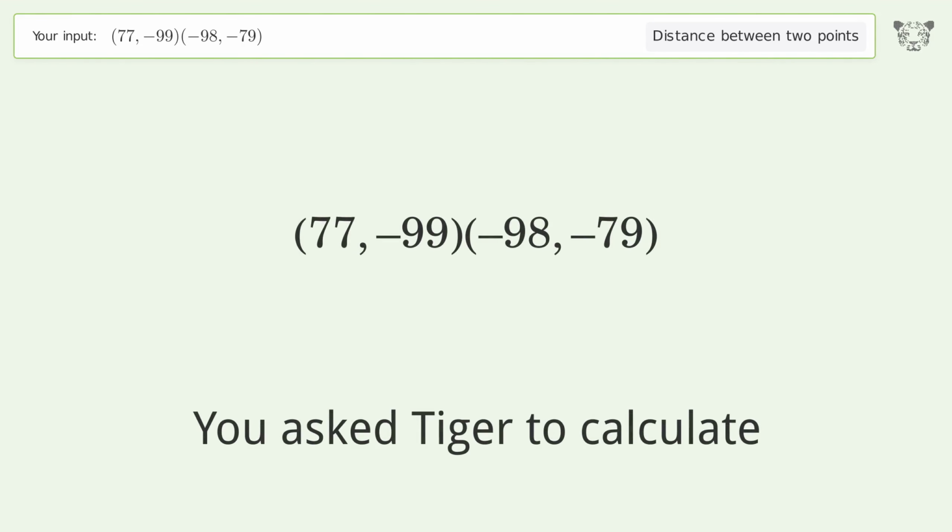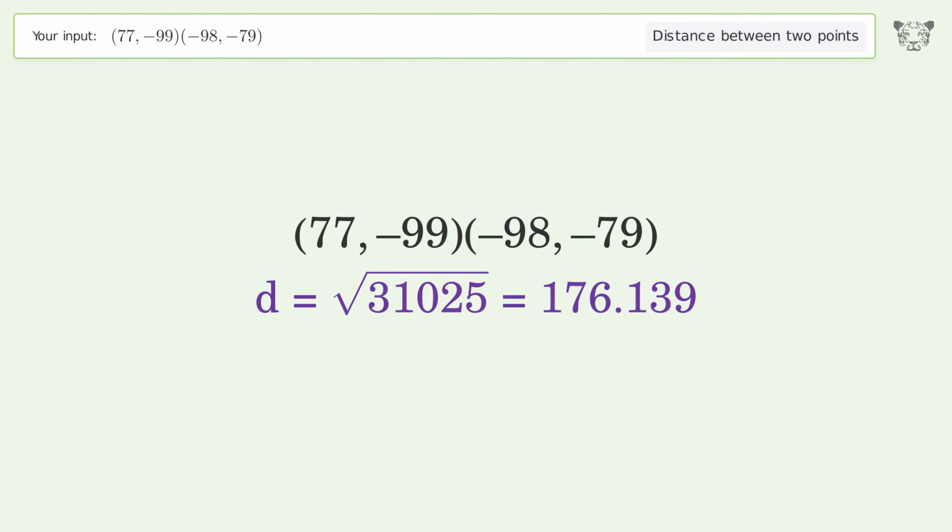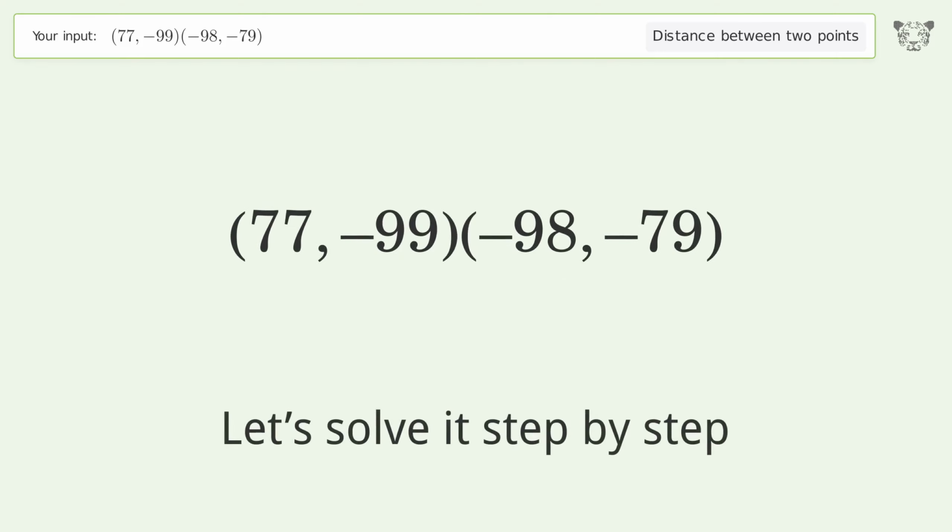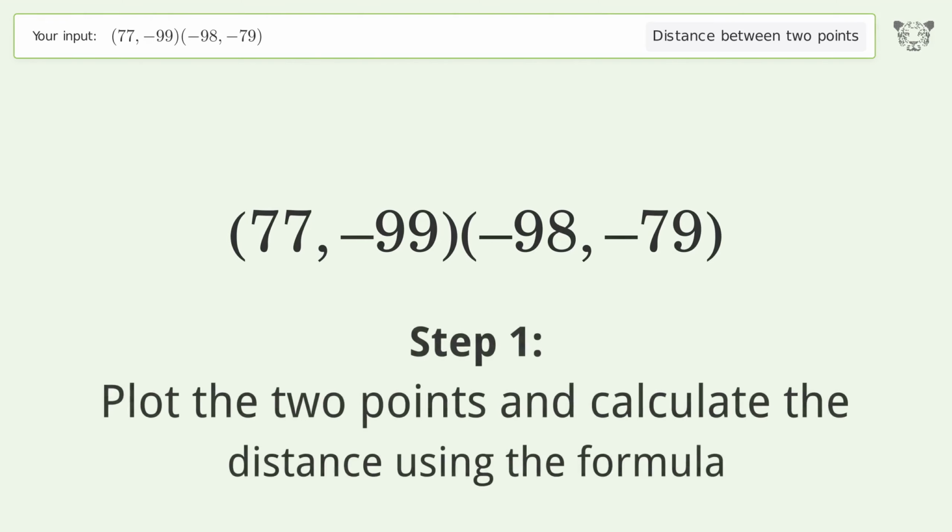You ask Tiger to calculate. This deals with the distance between 2 points. The distance between the 2 points is the square root of 31,025, or 176.139. Let's solve it step by step. Plot the 2 points and calculate the distance using the formula.